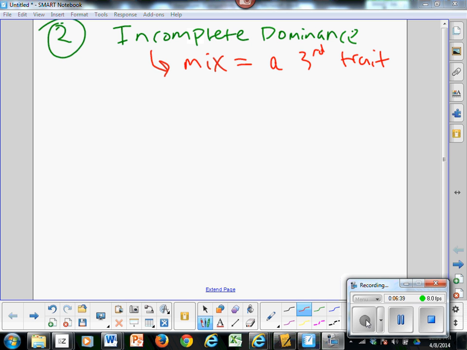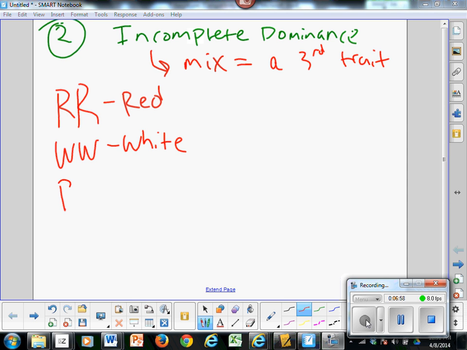It's like mixing paint. You have red paint and white paint. That gives you what kind of paint? Pink. Good. So let's say flowers. So we get flower colors. So big R, R's would be red flowers. Whites would be W's. So when you have one of each, you get a mix, and that's going to give you pink. Very good.